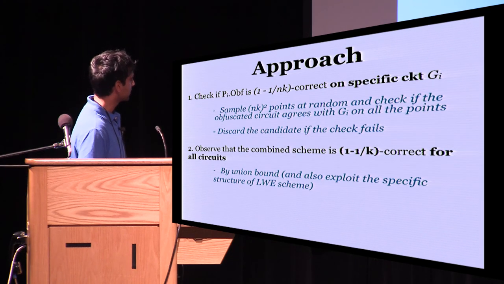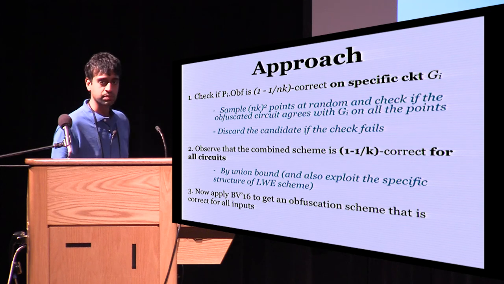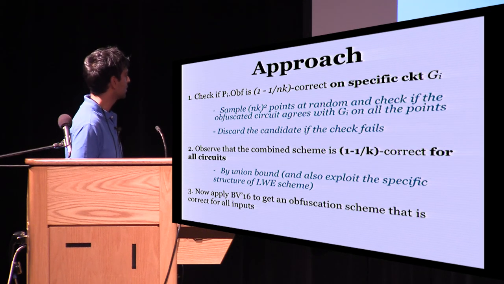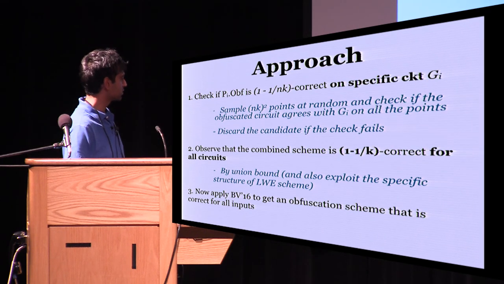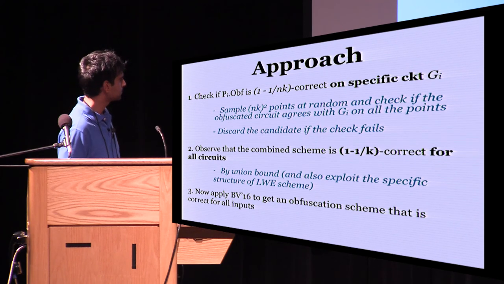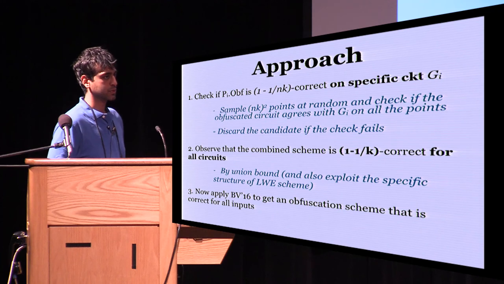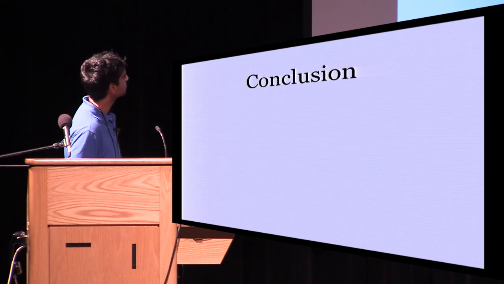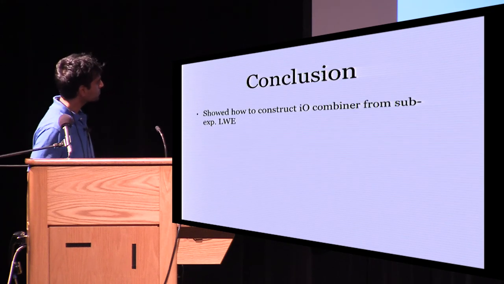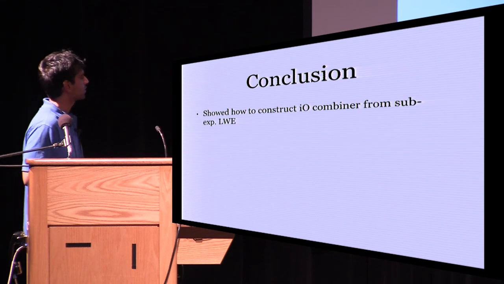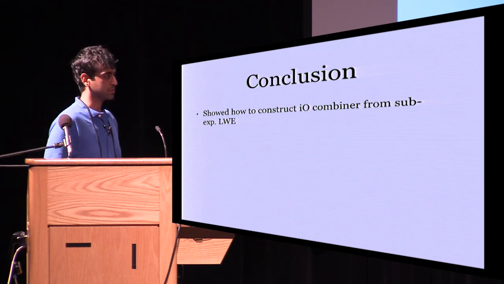Once you have the second bullet, now you can just apply BV16 on top of this to get an obfuscation scheme that is correct for all inputs. So this is how we are going to deal with the correctness issue. So let me just conclude. We showed how to construct IO combiner from sub-exponentially secure LWE.